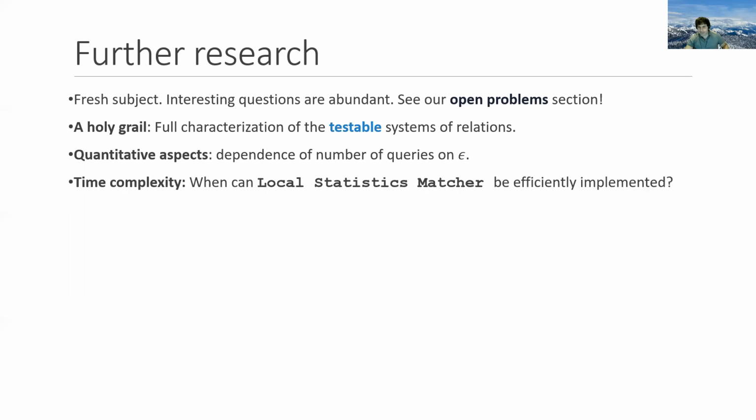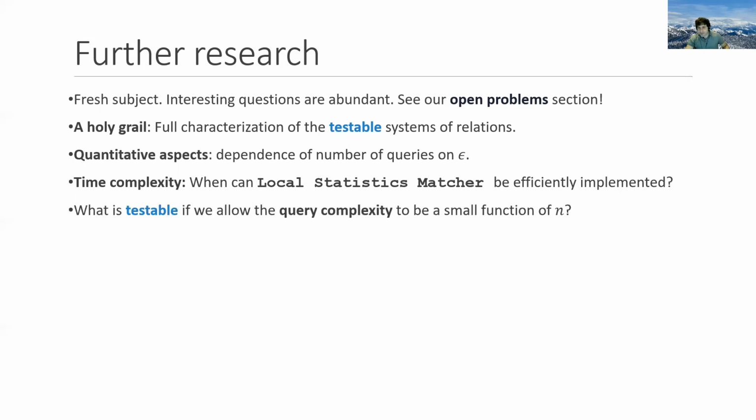Next, let's consider time complexity. If E is a stable system of relations, then we're good, because the time complexity and query complexity of sample and substitute are essentially identical. However, in the case where E is testable but not stable, a straightforward implementation of local statistics matcher is very inefficient because it requires going over all the solution graphs, which can take an exponential amount of time. So it's interesting to see which systems of relations allow a more efficient implementation of this algorithm.